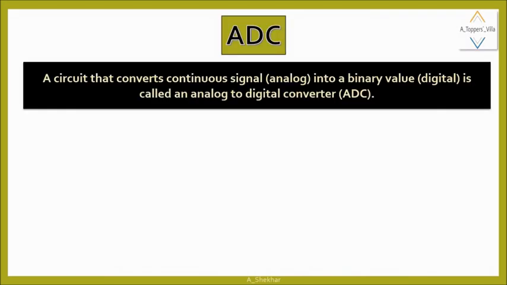We are starting the session with the basic definition. ADC is a circuit that converts a continuous signal, that is an analog signal, into a binary value. Binary value means digital value. So that device, that circuit which converts an analog value into a binary value, is called an analog to digital converter, ADC.